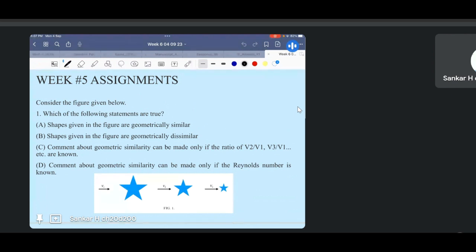First question: consider the figure given below, and which of the following statements are true? First, shapes given in the figure are geometrically similar. Second, shapes given in the figure are geometrically dissimilar. Third, a comment about geometrical similarity can be made if and only if the ratios V2 by V1, V3 by V1, etc. are known. The fourth is, a comment about geometrical similarity can only be made if the Reynolds number is known. Which of the following answers are correct? I'll give you a minute to think about it. Let's see if we can answer it.